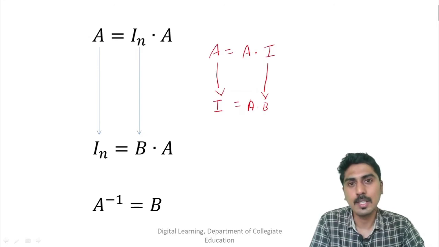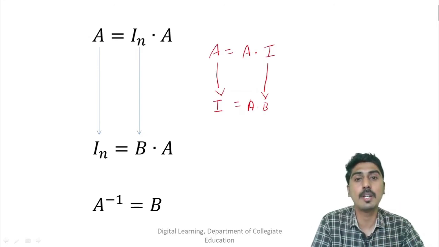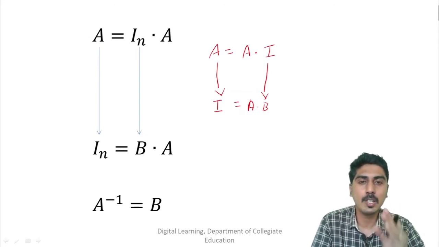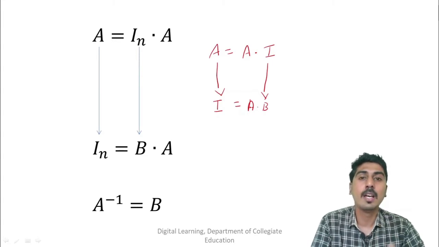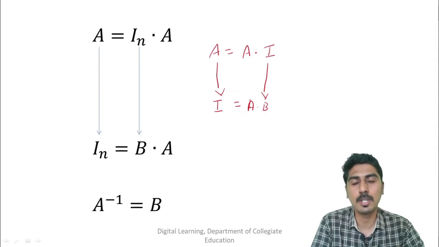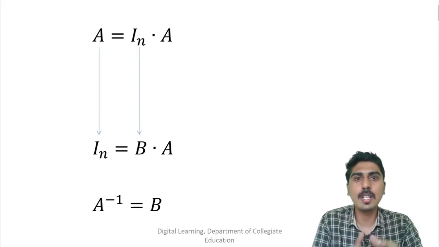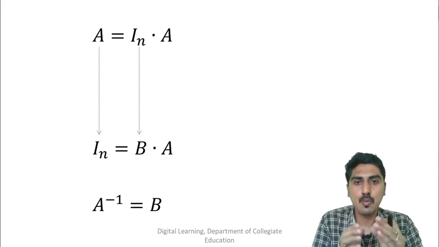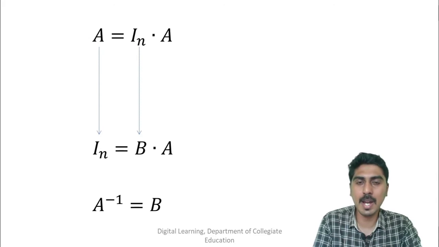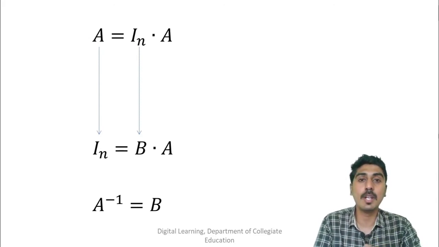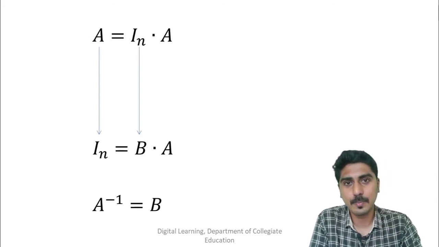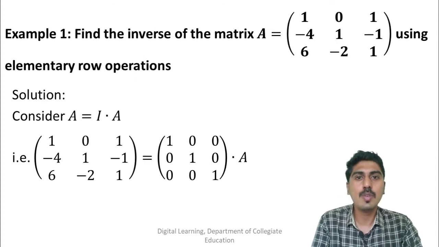The only thing is, if you start with elementary row operations, then you have to apply elementary row operations for every step. If you start with column operations, then you have to apply column operations throughout. In this session, we are only concerned about finding the inverse of a non-singular matrix using elementary row operations. Now we shall discuss some examples.